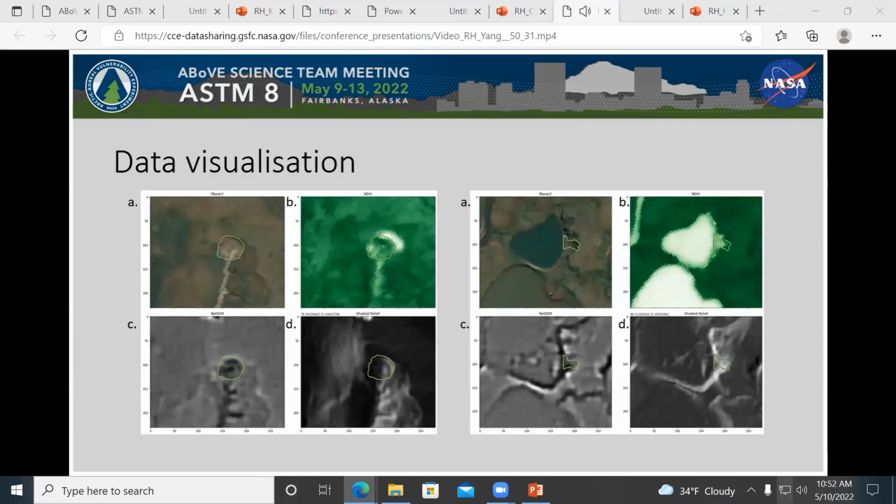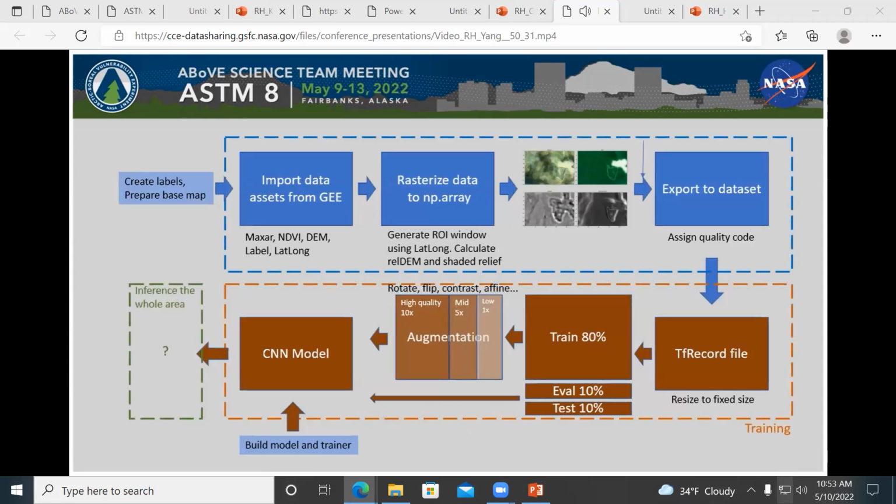Images A, B, C, and D are the RGB image, vegetation index, relative DEM, and the shaded relief, respectively. Here, I'll briefly go through our data processing pipeline. The blue box is the process where we rasterize data from Earth Engine to NumPy arrays. And then the red box is the process where we do training related processing, such as data splitting and augmentation.